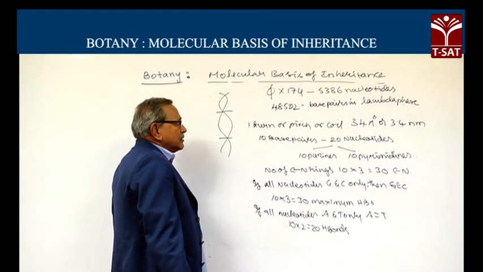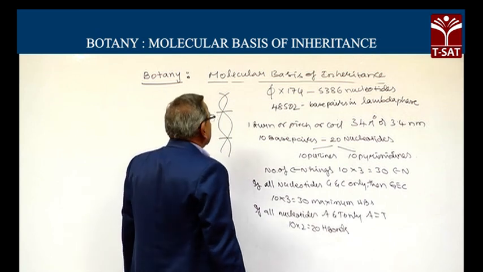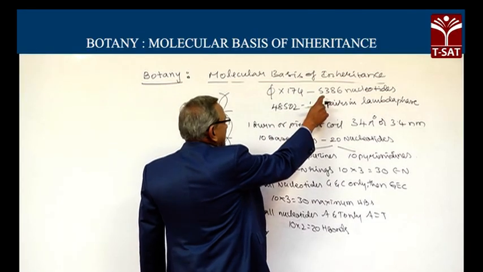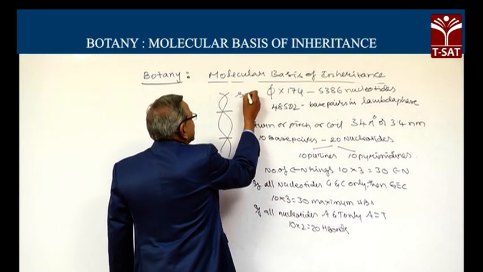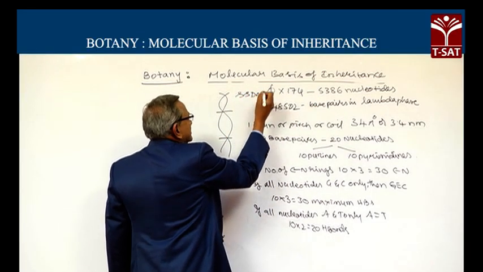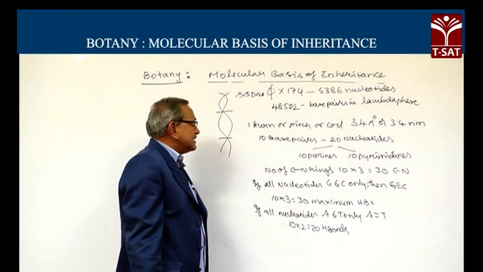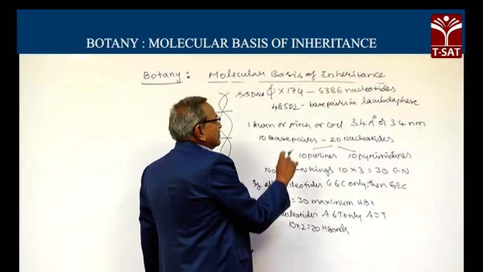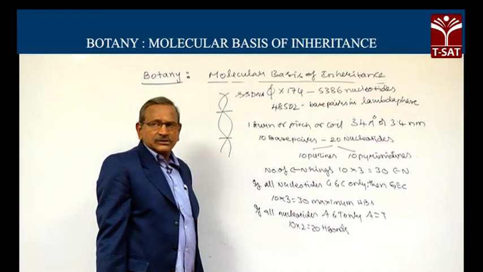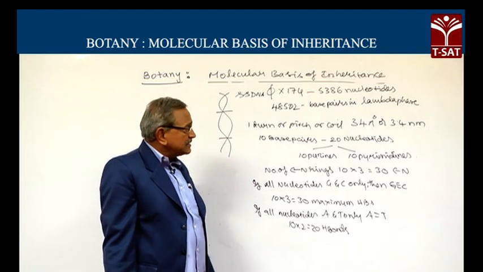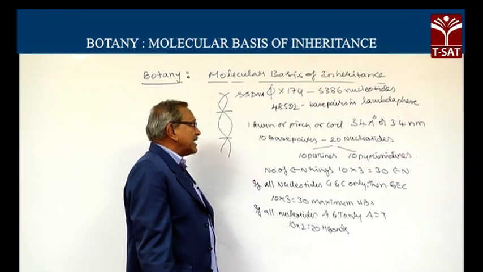And to express the length, the DNA length is expressed in base pairs or nucleotides. This is single stranded DNA, the genetic material of phiX174, a bacteriophage, and it has 5386 nucleotides here. In case of lambda phage bacteriophage, the number of nucleotides is 48,502.